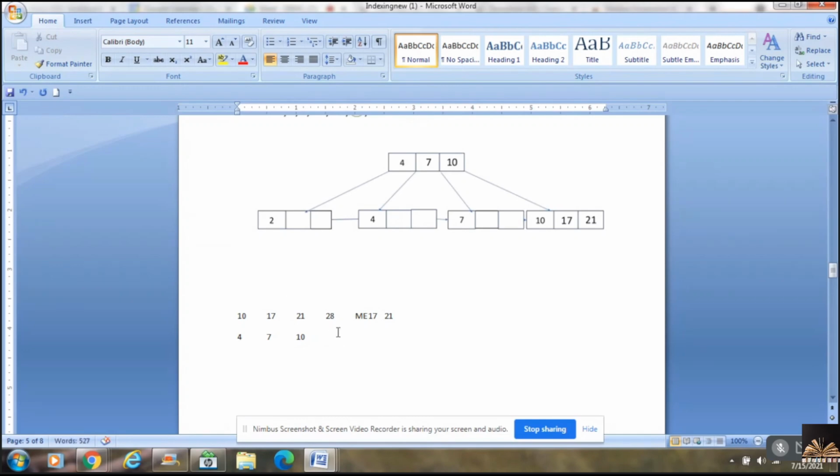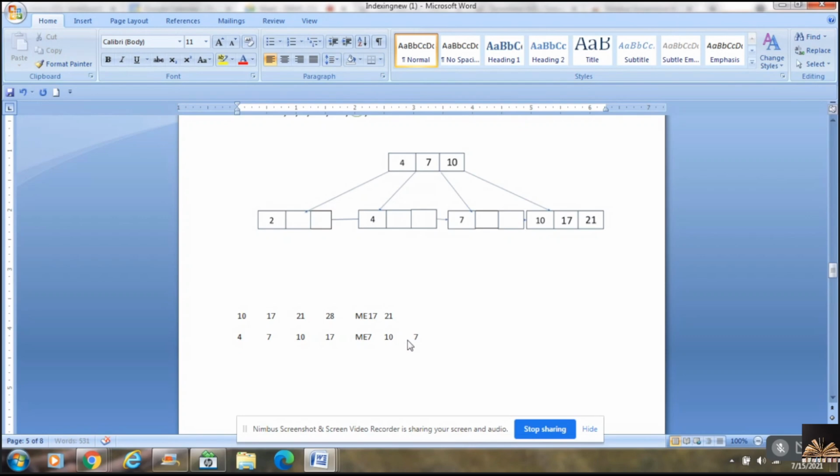Since I'm trying to push 17 to the next level, this particular node is also filled with three elements. So I have to again split the node in order to push 17. What are the middle elements over here? 7 followed by 10. So here I am pushing 7 to the top position.